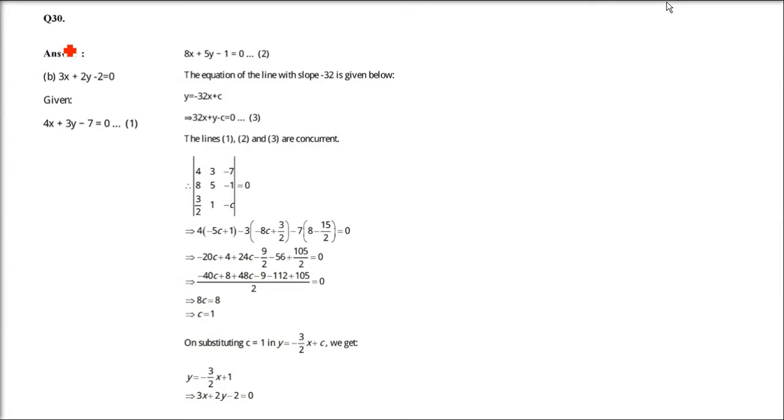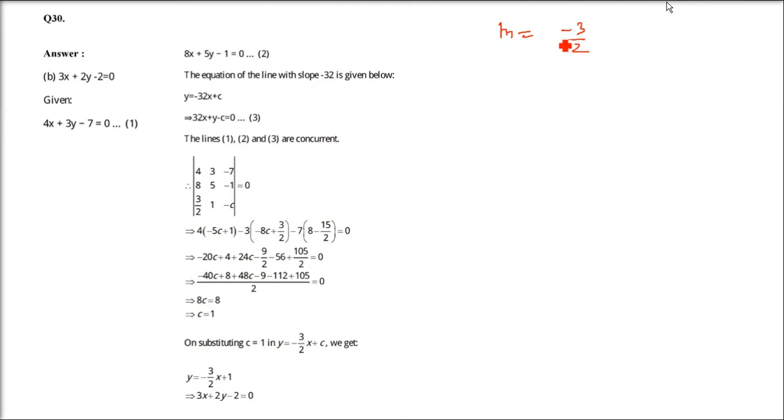Now this is question number 30. The equation of the line with slope minus 3 by 2 and which is concurrent with the lines this and this. So the slope is given as minus 3 by 2. We know how to write a line with a slope: y equals mx plus c, right? That is how we write it.